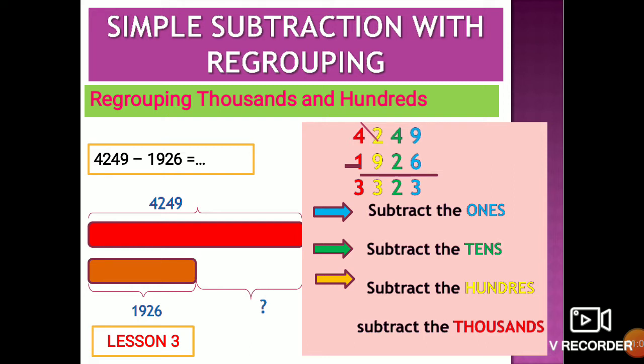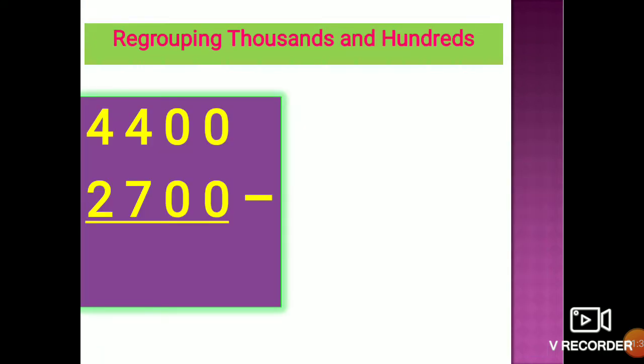Now the problem is 2 minus 9. Is that possible? No, it wouldn't be possible. So what should we do? We borrow 1 from 4. So 2 becomes 12. 12 minus 9 equals 3. And then we need to subtract the thousands. Do you remember we already borrowed 1 from 4? So 4 is now 3. And 3 minus 1 is 2. So the result is 2,323. Awesome.